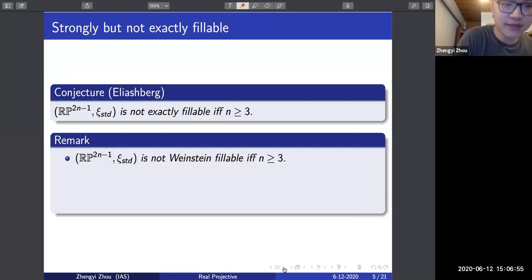Some remarks about this conjecture. First of all, RP^{2n-1} with the standard contact structure is not Weinstein fillable if and only if n is bigger or equal to 3. This is relatively easy to see, because if you have a Weinstein filling, then it can be built from handlebodies of index at most half of the dimension, so it puts a very strong topological constraint on the boundary. This statement can be proven using just topological methods. In fact, the topological obstruction for Weinstein fillability is completely understood nowadays by the work of Bowden, Crowley, and Stipsicz.